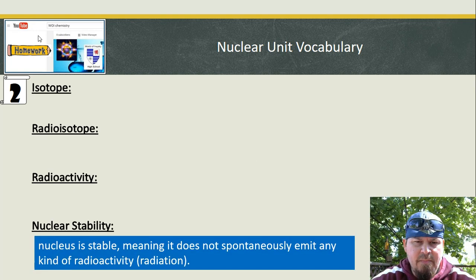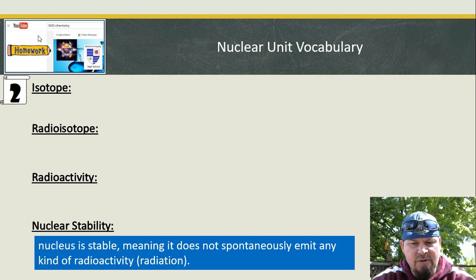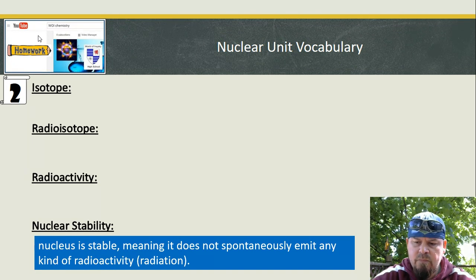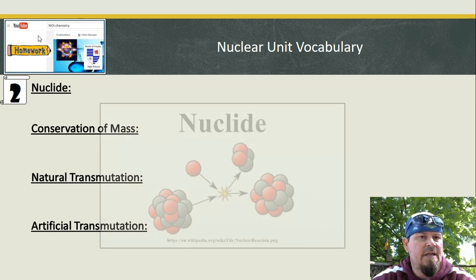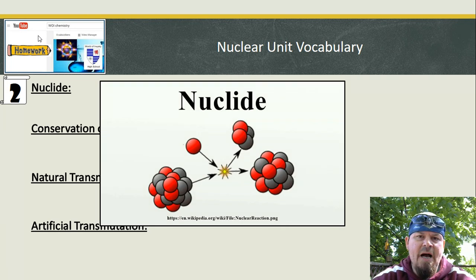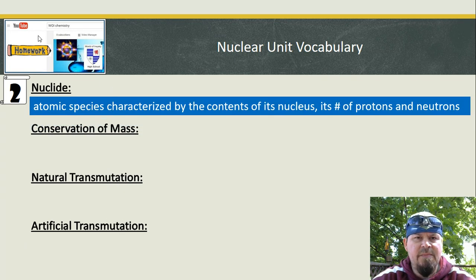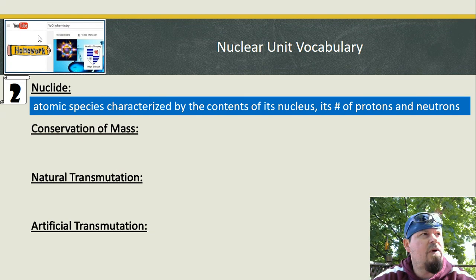A nucleus is stable, meaning that it does not spontaneously emit any kind of radioactivity or radiation. This is nuclear stability. The nuclei of atoms want to become stable, and if they are unstable, then they will transmutate into something that is stable. A nuclide is the result. So this is the atomic species characterized by the contents of its nucleus, its number of protons and neutrons. So it's just basically looking at the nucleus of an atom.